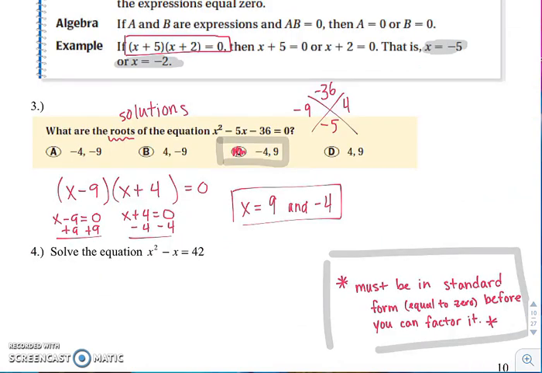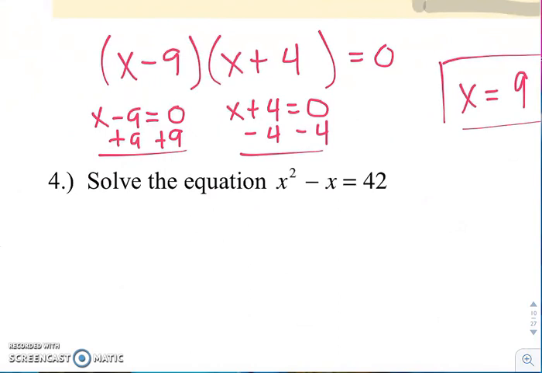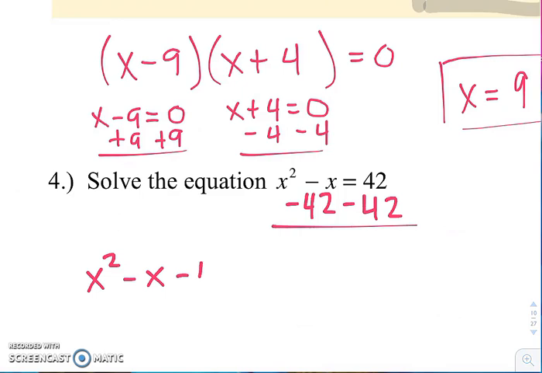So how about number 4? Solve the equation x squared minus x equals 42. So in this equation, our equation isn't equal to 0. Right now, it's equal to 42, so in order for it to be equal to 0, we have to subtract it. So we're going to subtract it from both sides. It's just that on the left, there's nothing to subtract it from. So we're just going to make it minus 42 on the left, and the right will now be 0.